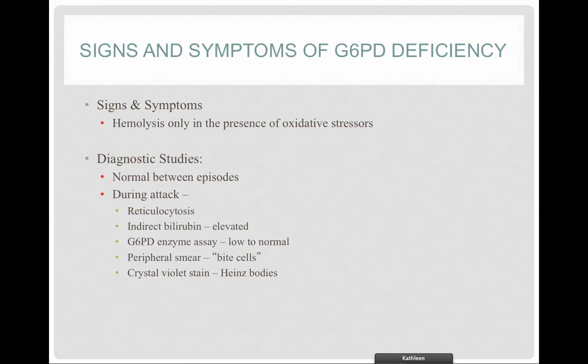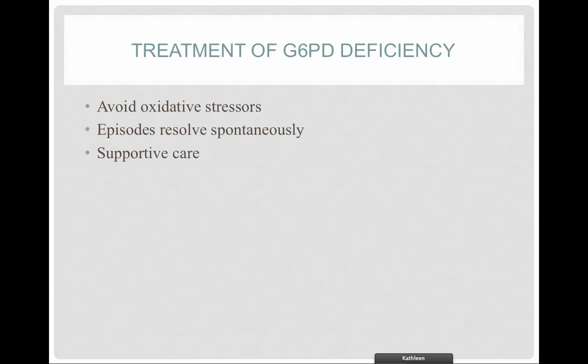Signs and symptoms: hemolysis only in the presence of oxidative stressors. During an attack of hemolytic anemia, you're going to have an increase in reticulocytes. Indirect bilirubin will be elevated. The G6PD enzyme assay will be low. Peripheral smear might show bite cells or Heinz bodies on a specific stain, which are abnormal. For treatment of this deficiency, you want to avoid oxidative stressors. Episodes resolve spontaneously with supportive care.